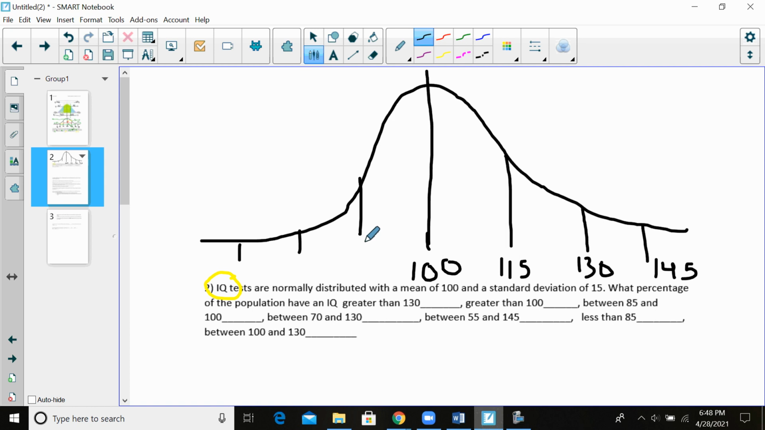And then going in this direction, you're subtracting 15. So that would be an IQ of 85, IQ of 70, IQ of 55.